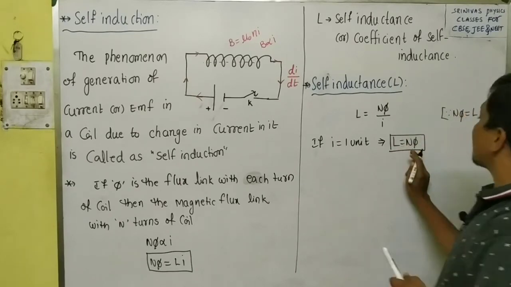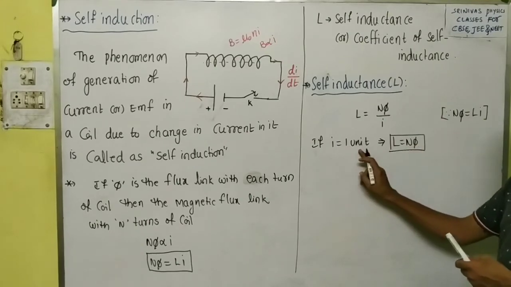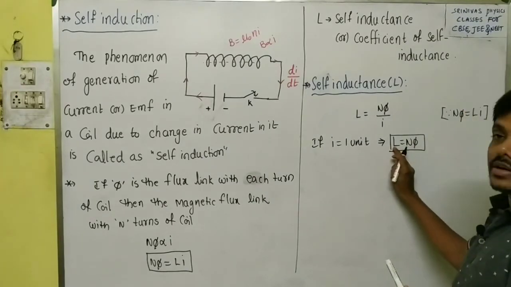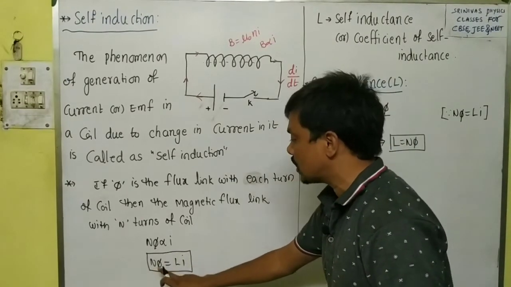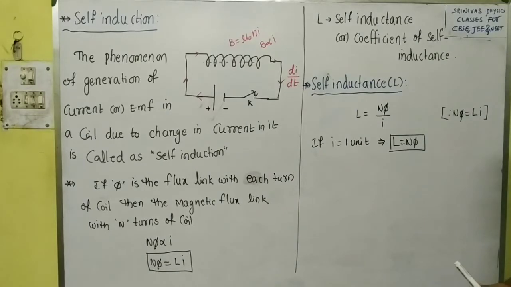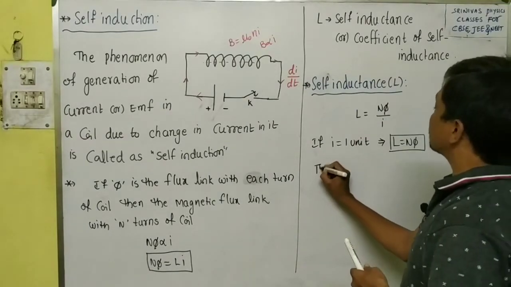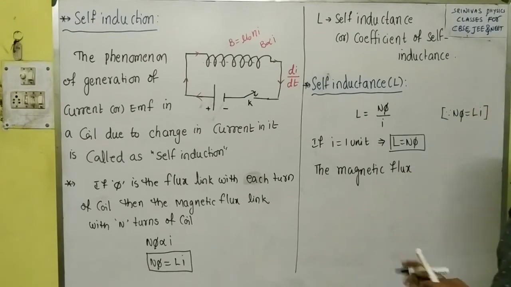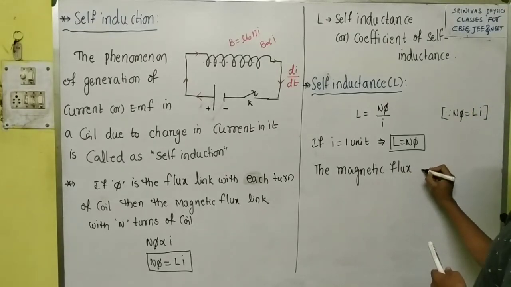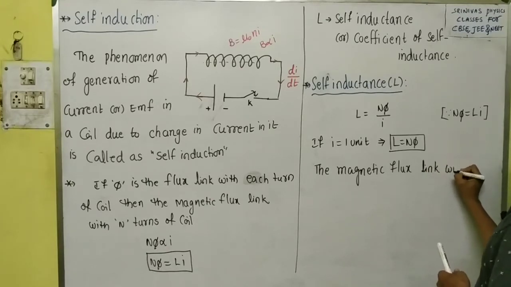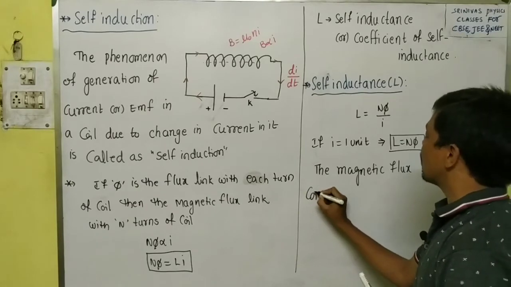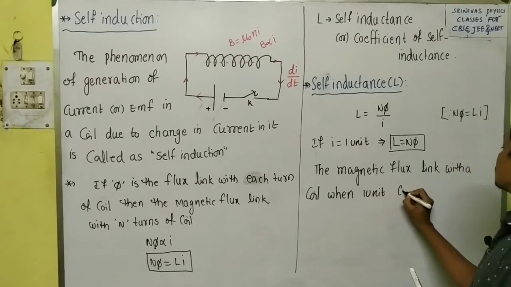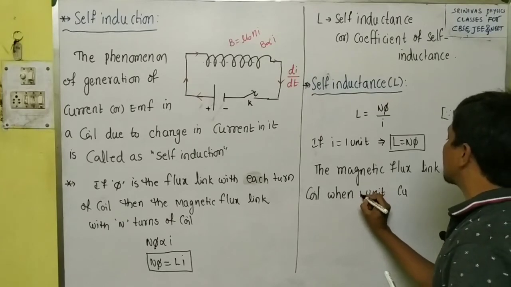That means the magnetic flux linked with a coil when unit current passes through it is equal to self-inductance. That is its definition. Phi is the magnetic flux linked with one turn, and N is the number of turns. Then we write like this: the magnetic flux linked with a coil when 1 unit current passes through it.